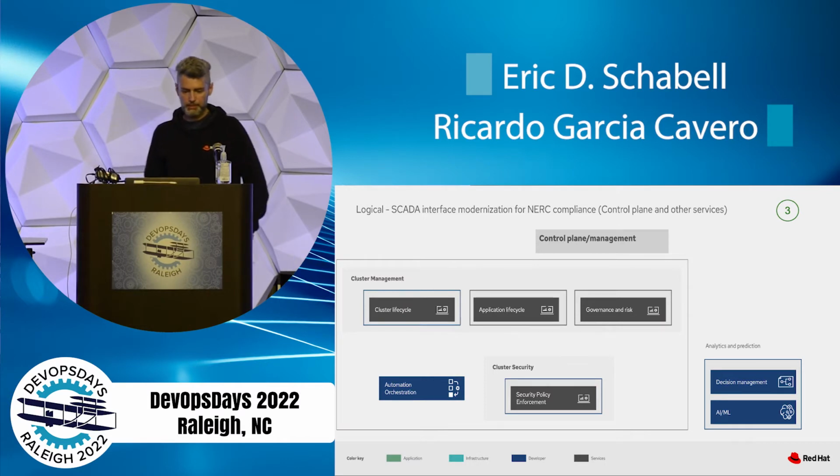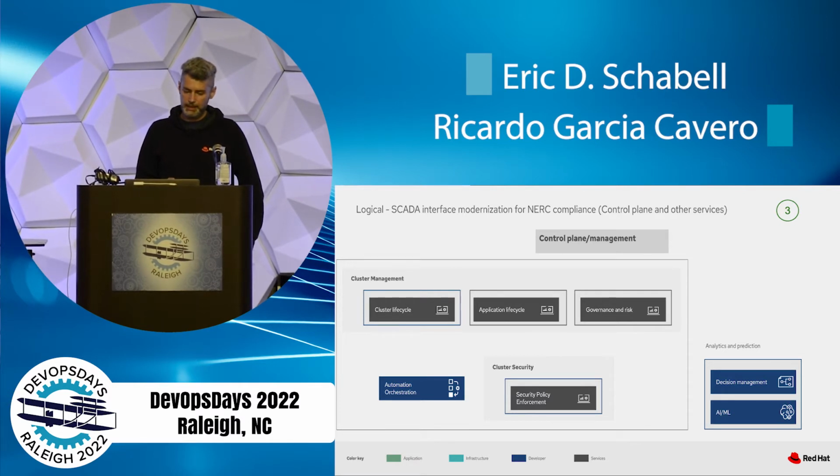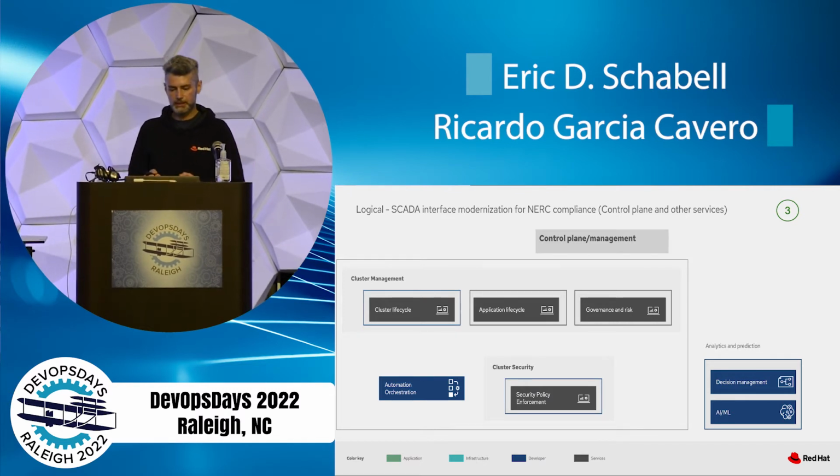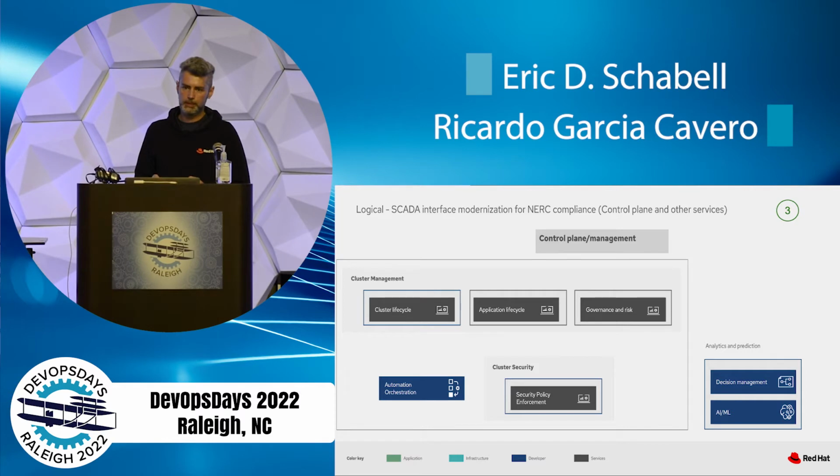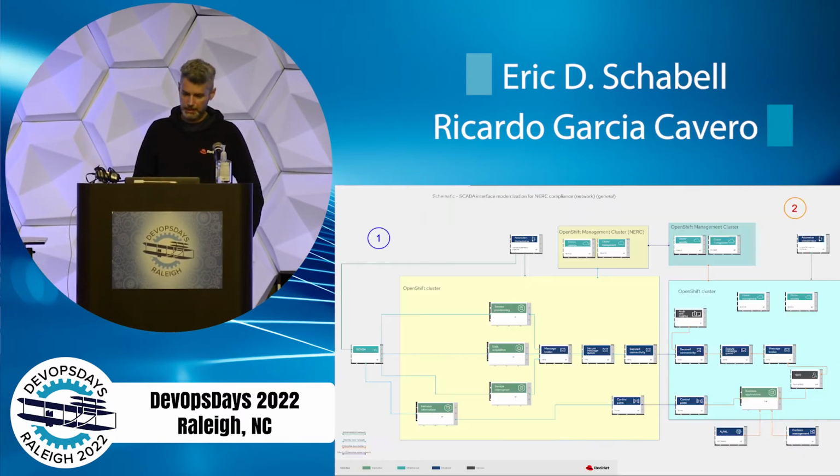Here is the control plane management. So we have cluster management with cluster lifecycle, application lifecycle, governance and risk. We have cluster security, security policy enforcement. And we have also added an automation on top of it that will be implemented with Ansible. We will see that later on. And it's the automation orchestration. Also in this zone are some analytics and prediction applications that will consume the data that comes from the SCADA.